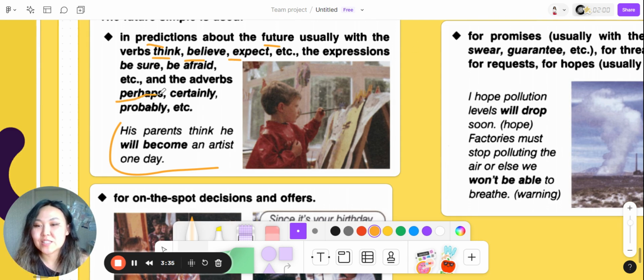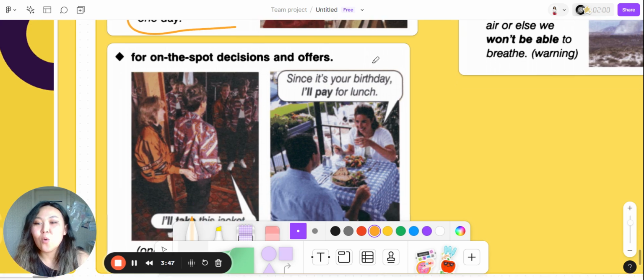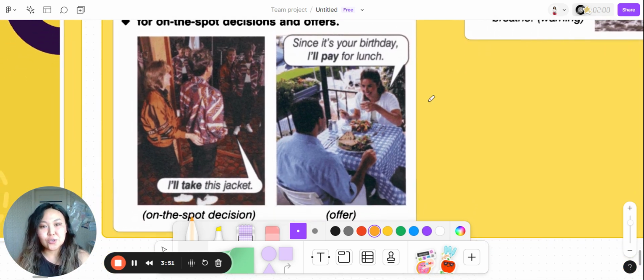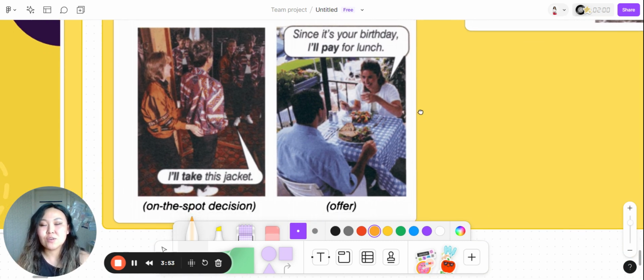Also, you can use these phrases. For example, I can say that I will probably go shopping tomorrow, but again, I am not sure. It's my prediction. Next one, for on-the-spot decisions and offers, and it means that you have made this decision right now.